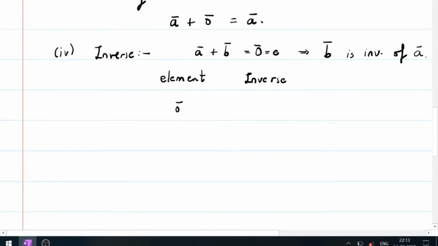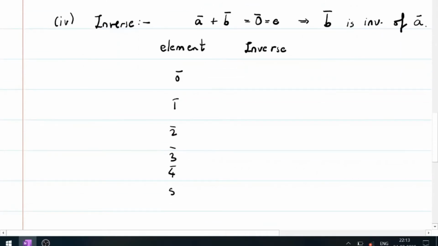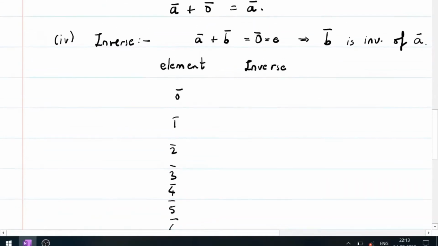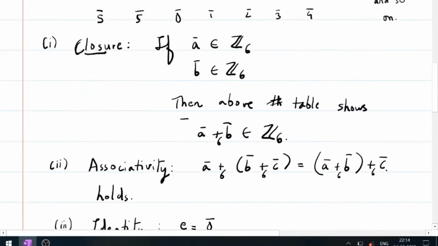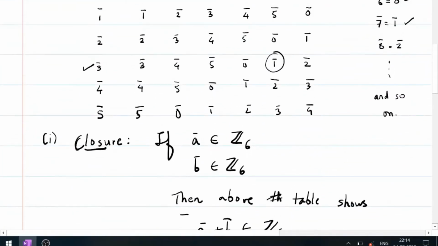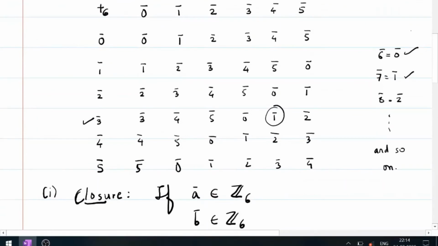So the elements are 0 bar, 1 bar, 2 bar, 3 bar, 4 bar, 5 bar. So the above table now will give you the inverses. When I go to the above table, I see that 0 bar plus 0 bar is giving me 0. 1 bar plus 5 bar is 0 bar. 2 bar plus 4 bar is 0 bar.